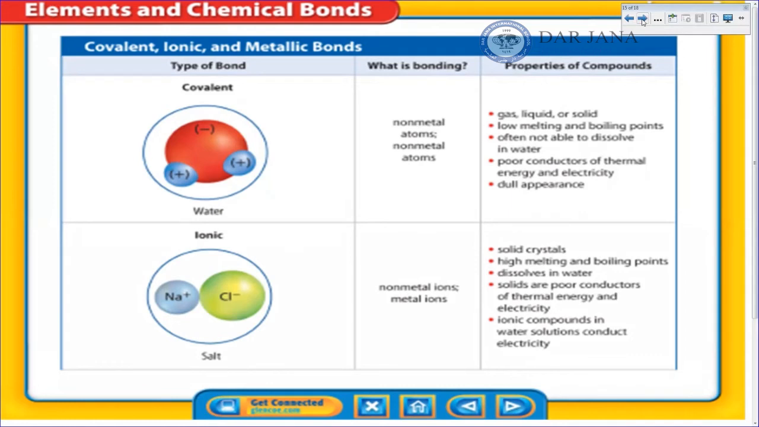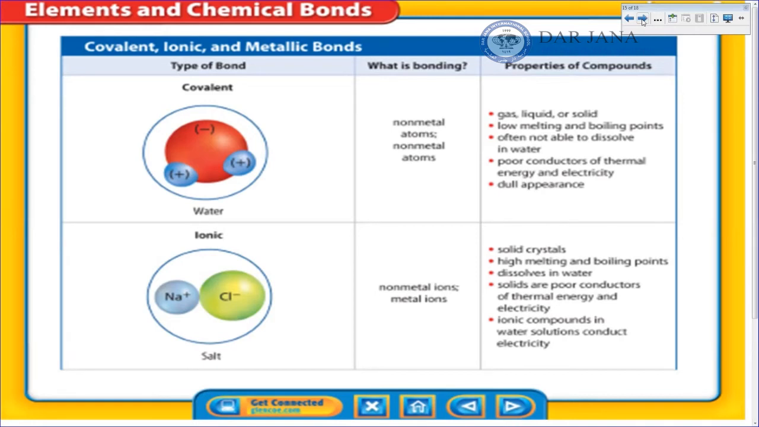Properties of these covalent compounds: they are gas, liquid, or solid, with low melting and boiling points, often not able to dissolve in water. They are poor conductors of thermal energy and electricity. Of course, they are non-metals and they have a dull appearance because they are not shiny; they are not metals with valence electrons that interact with light.